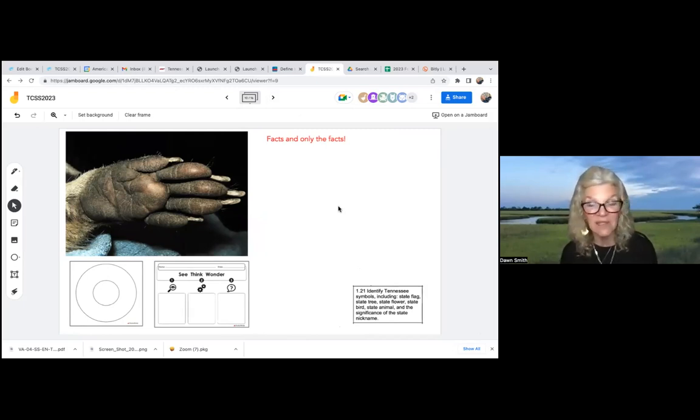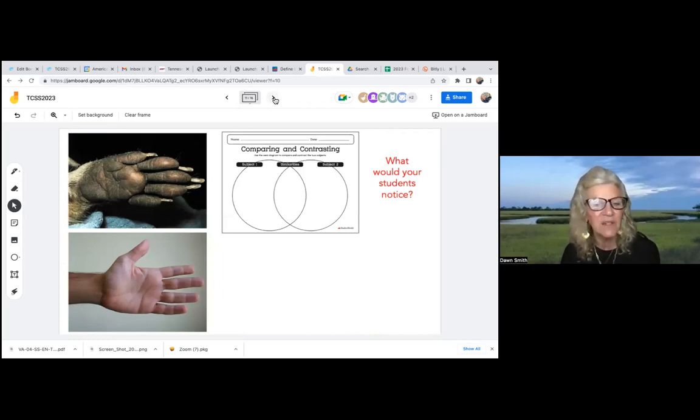And the reason I picked this is because I didn't know this, but the state animal in Tennessee and the standard in first grade is to identify Tennessee symbols, including the state flag, tree, flower, bird. And in case y'all didn't know, the raccoon is the state animal of Tennessee. So we're going to talk about this animal's appendage and identify it as a raccoon, and then compare it to the hand of a human. How are they alike and how are they different? So what makes a raccoon so unusual and interesting?